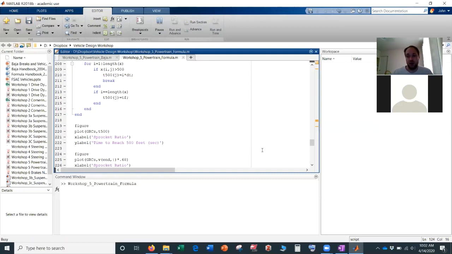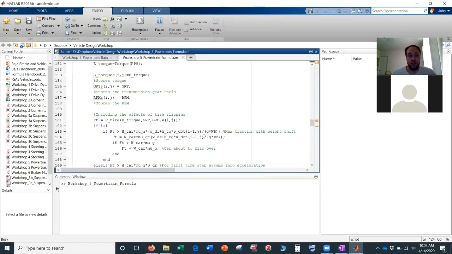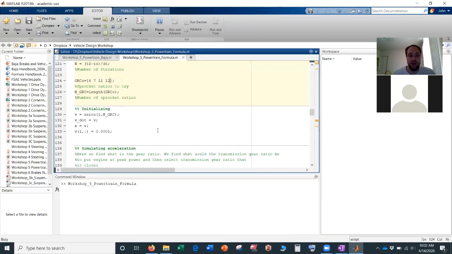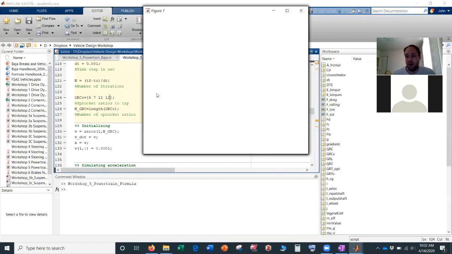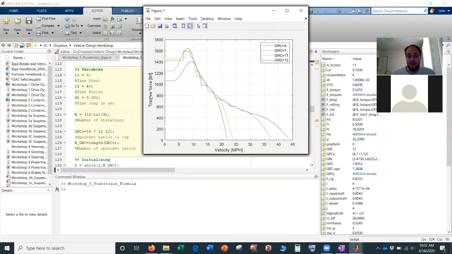So we can take a quick look at what it looks like when this runs. And of course, how long it takes to run is very dependent on how many of these gear ratios you're trying to do, the time step, and how long you're doing it for. So here we plot the tractive force, right? They go until they get into gear, and then they follow the torque curve, basically.